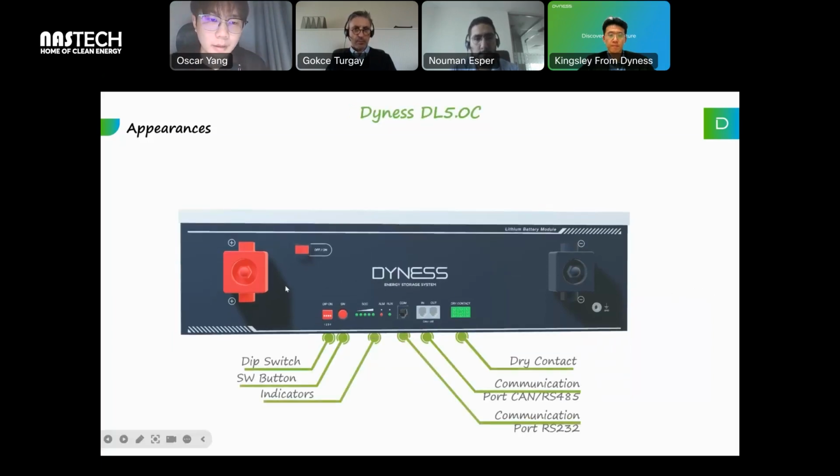As shown here, the switch button, indicators, and the communication ports. RS232: this communication port is mainly for the Wi-Fi dongle. And this is the communication port for CAN and RS485 dry contact. This is the ground point.